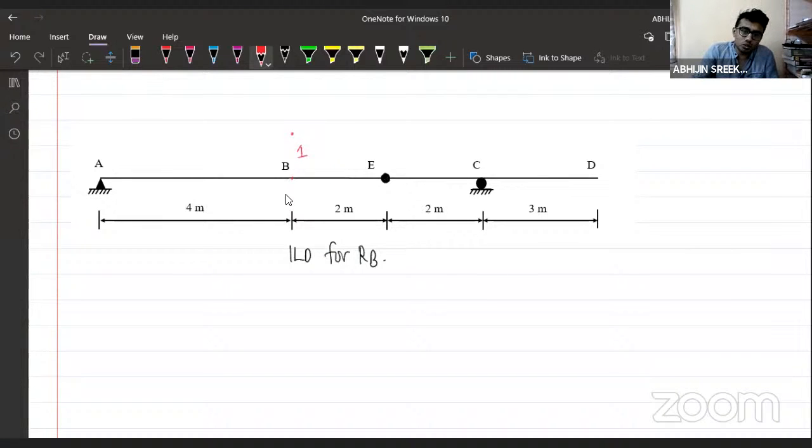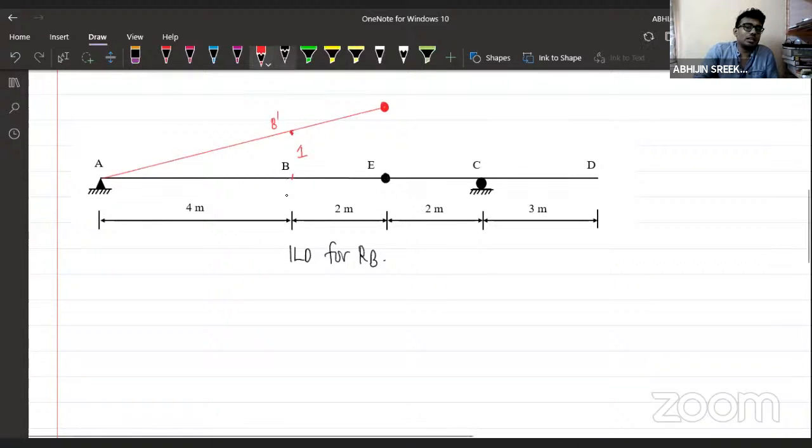This value here is 1. Now we have to draw the deflected profile. This entire member will come here. The entire member will reach here. Correct. This point came here. Let us say I'm going to call it B dash, and this hinge will be coming here.